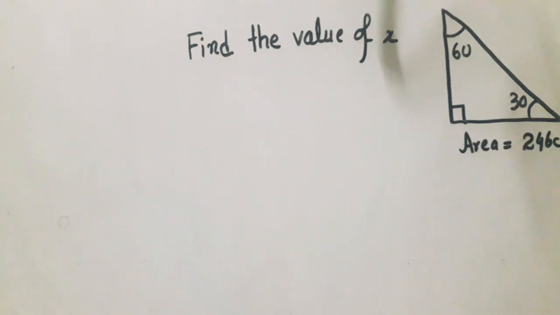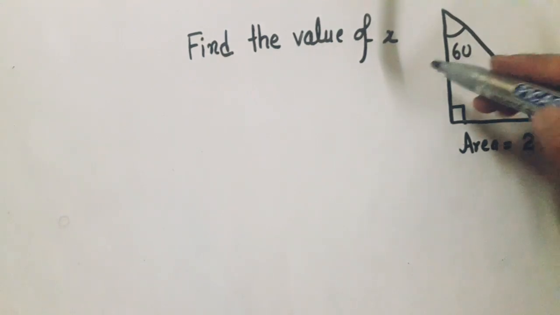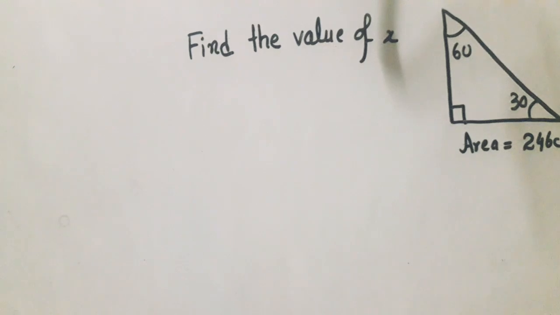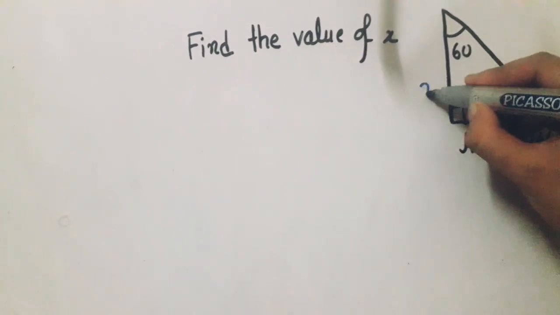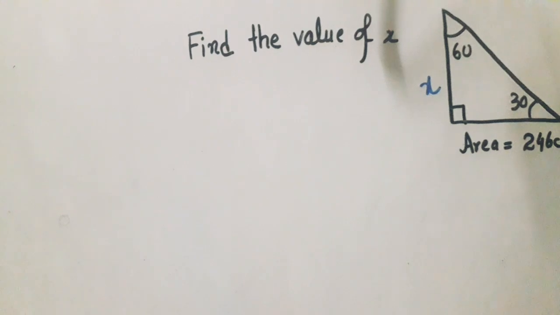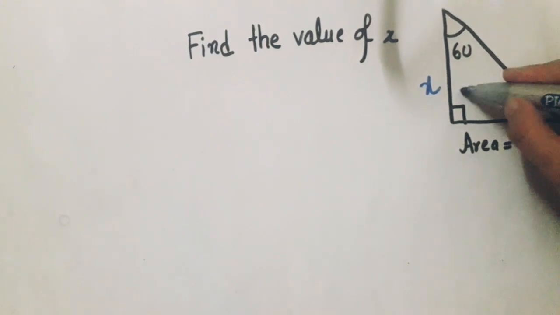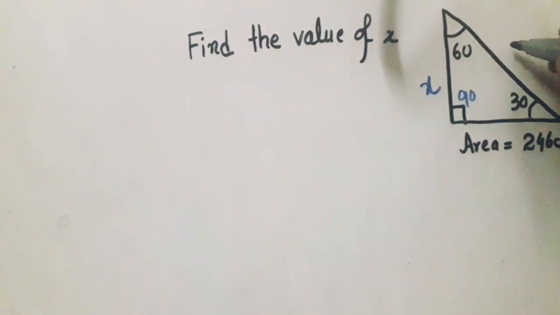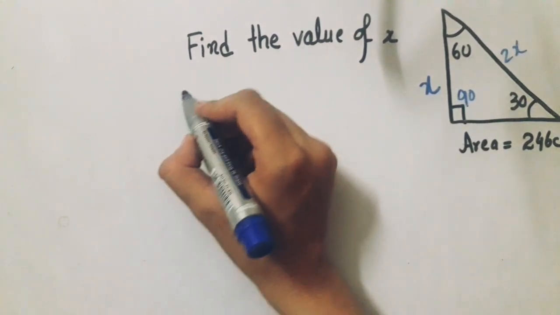So we will solve this. As you can see, opposite to this smallest angle, this side will be the smallest, so we will represent this side by x. The longest side is opposite the 90 degree angle, so this will be double of this side, this is 2x. And by Pythagoras theorem we will find the value of the base.